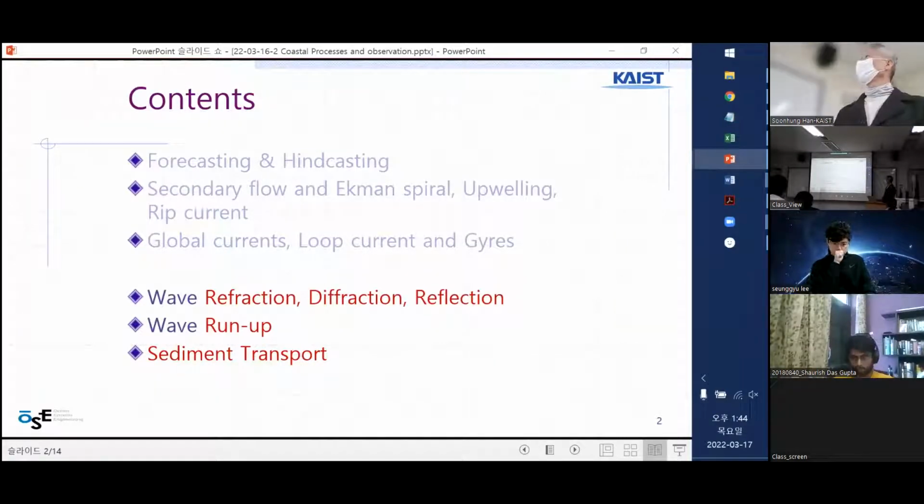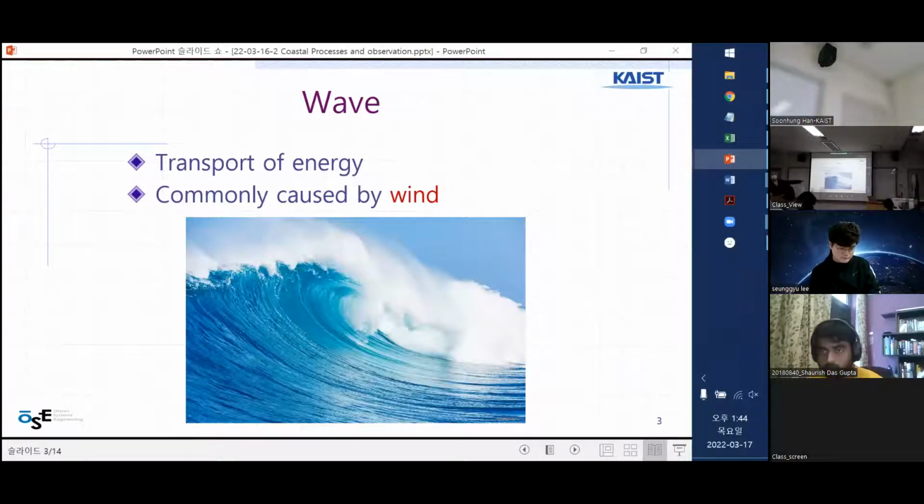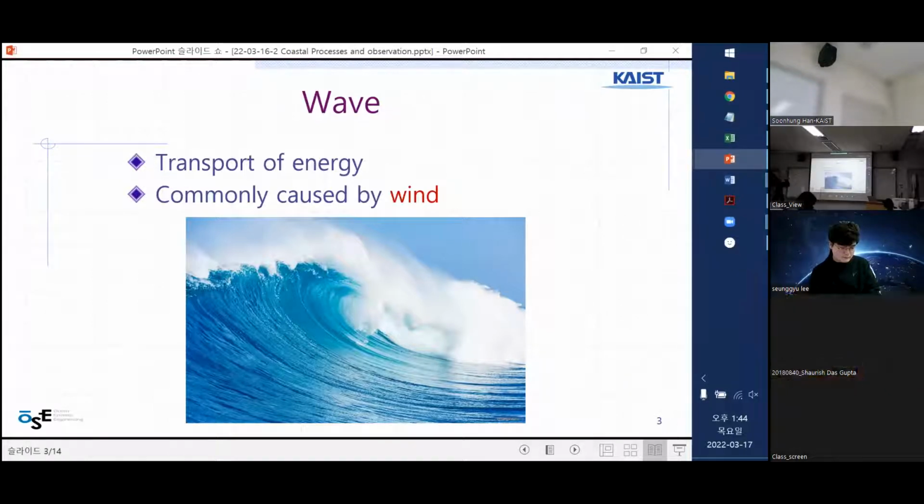So it comes to the wave refraction, diffraction, reflection, and wave runoff and sediment transport. So, coverage of this topic. The wave is a very interesting one, right? Good for swimmers and windsurfing. Have you had a chance to do such one? Anybody? You should travel in this way.